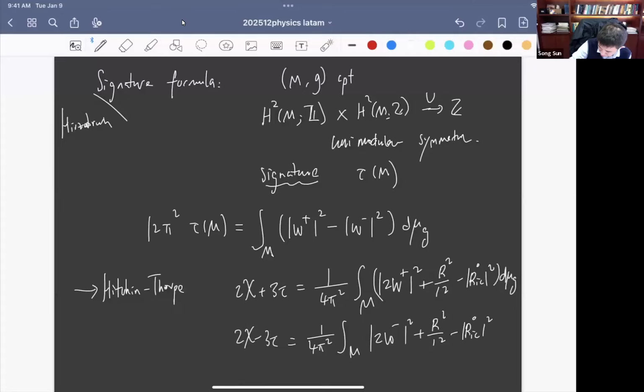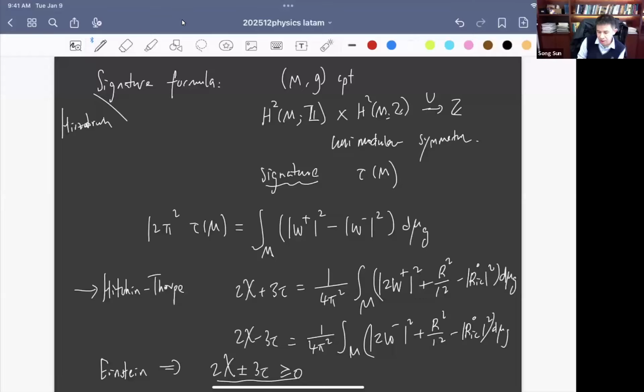Basically, it is again just a matter of orientation. And then the point is that if it's Einstein, the traceless Ricci is 0, and it implies that 2 chi plus or minus 3 tau is at least 0. So this is called the Hitchin-Thorpe inequality. There's also a characterization of the equality case. If we have time, we may get to it, but let's just do this.